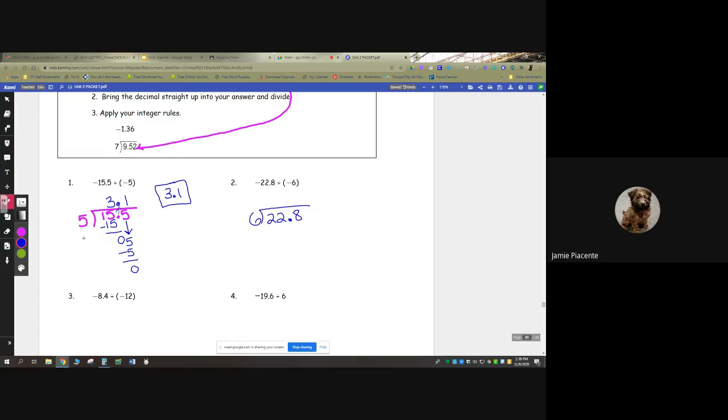22.8 divided by 6. We are going to, again, bring that decimal point straight up. 6 can't go into 2. 6 can go into 22. So let's think. 6 times 4, 24. Too big. 6 times 3, 18. Okay, so 18. Do a little borrowing. That's 4. Bring down the 8. 6 goes into 48. 6 times 8. And it goes in perfectly with none left over. So I have a 3.8 or 3 8/10. Same sign, so it's positive.